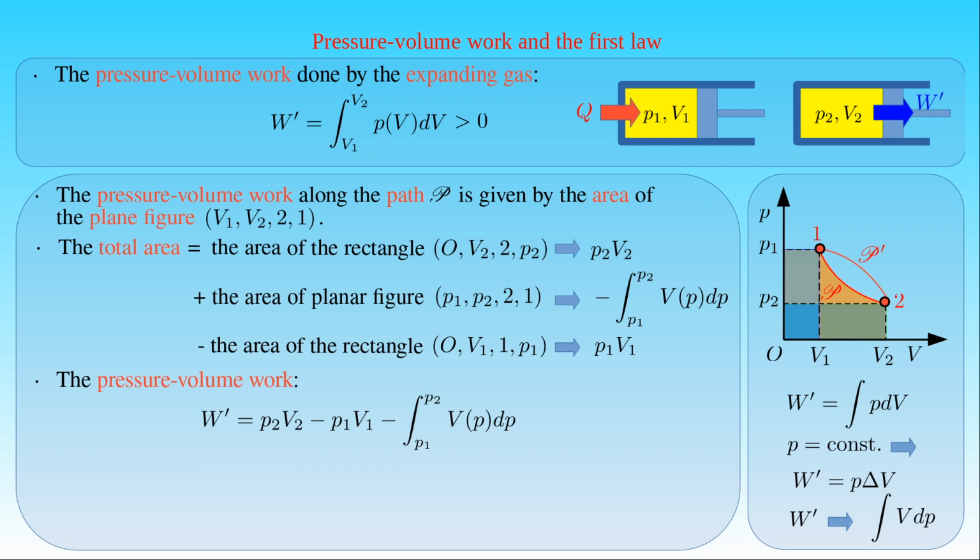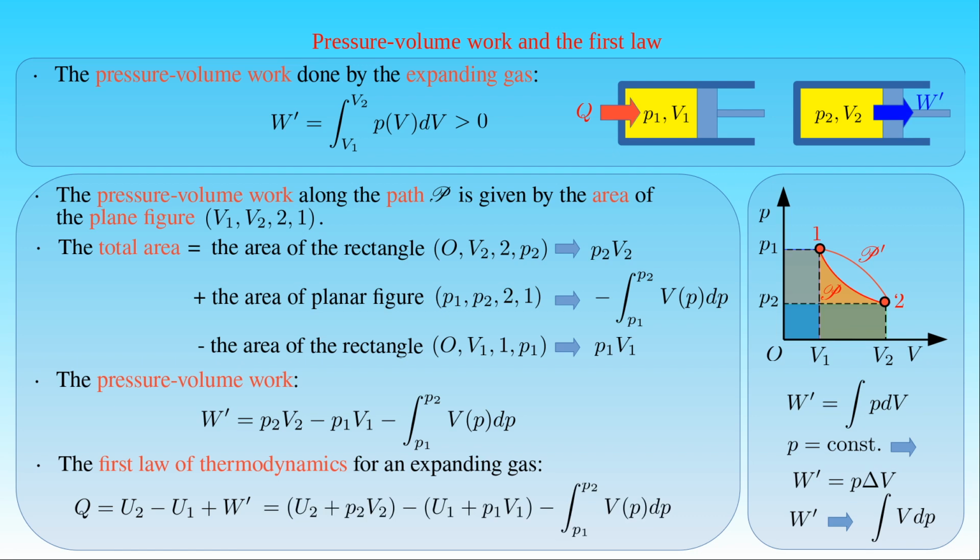However, the new formula helps us to introduce a new thermodynamic variable describing the state of a system if we apply the first law of thermodynamics. The first law states that the heat Q absorbed by the gas is equal to the change U2 minus U1 in the internal energy of the gas, plus the work W' done by the gas. Then we can write that the heat Q is equal to the quantity of U2 plus P2 times V2, minus the quantity of U1 plus P1 times V1, minus the integral of the volume V of the gas with respect to the pressure P from the pressure P1 to the pressure P2.